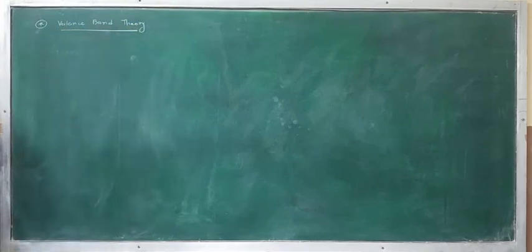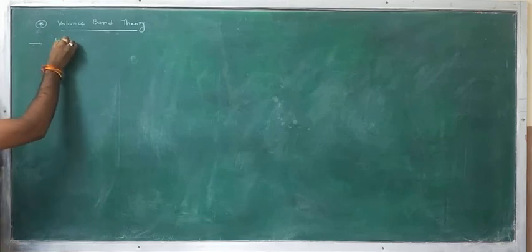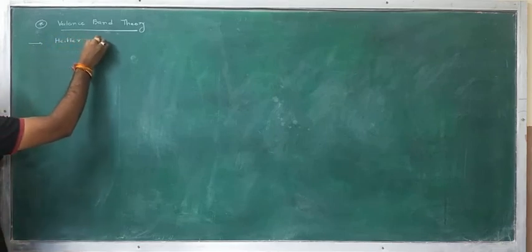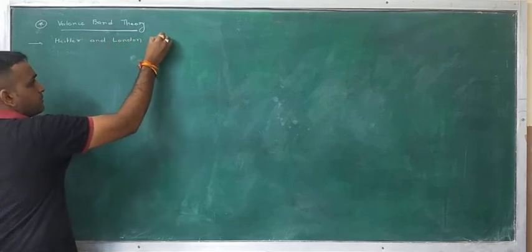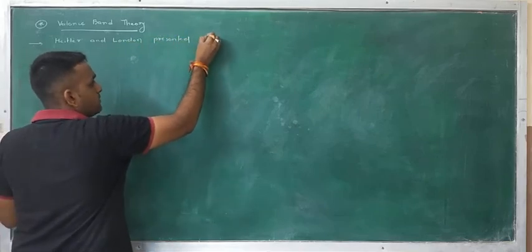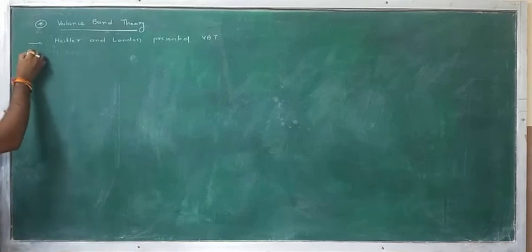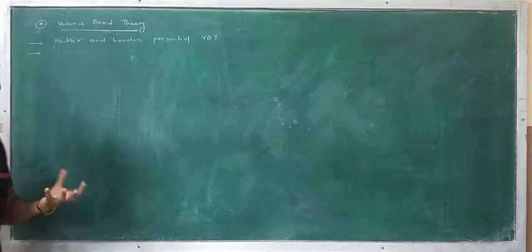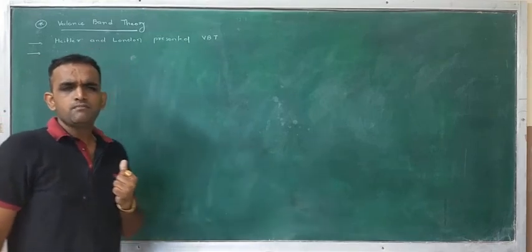First of all, you have to know who presented the valence bond theory. So Heitler and London presented the valence bond theory, VBT. Understand, right? And Linus Pauling as well as Slater developed this theory, valence bond theory, right?